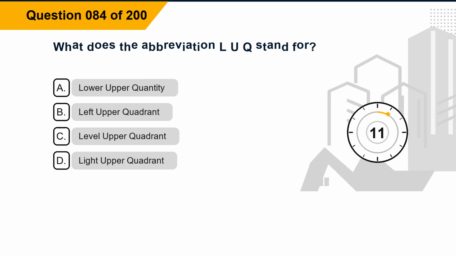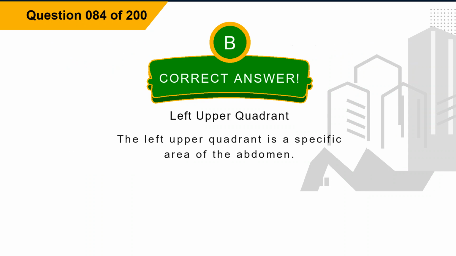Question 84. What does the abbreviation LUQ stand for? Option A, lower upper quantity. Option B, left upper quadrant. Option C, level upper quadrant. Option D, light upper quadrant. The correct answer is option B, left upper quadrant. Explanation. The left upper quadrant is a specific area of the abdomen.